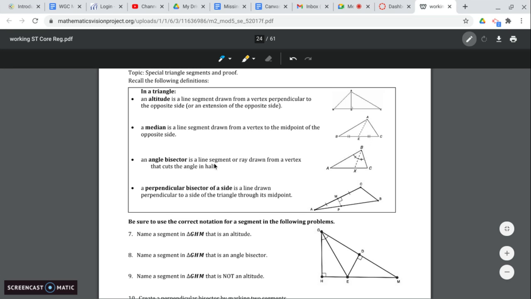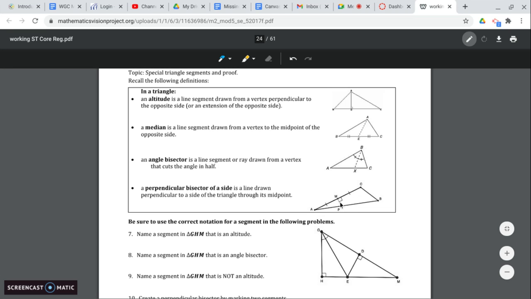An angle bisector is a line segment or ray drawn from a vertex that cuts the angle in half. So here we have our triangle. We're cutting this angle in half, so that means each of these angles on either side of the dashed line are the same degree because it cut that angle perfectly in half. And last but not least, a perpendicular bisector of a side is a line drawn perpendicular to a side of the triangle through its midpoint. I know that sounds confusing, but it's just a line drawn perpendicular to the side of the triangle through its midpoint. So notice this is the midpoint.